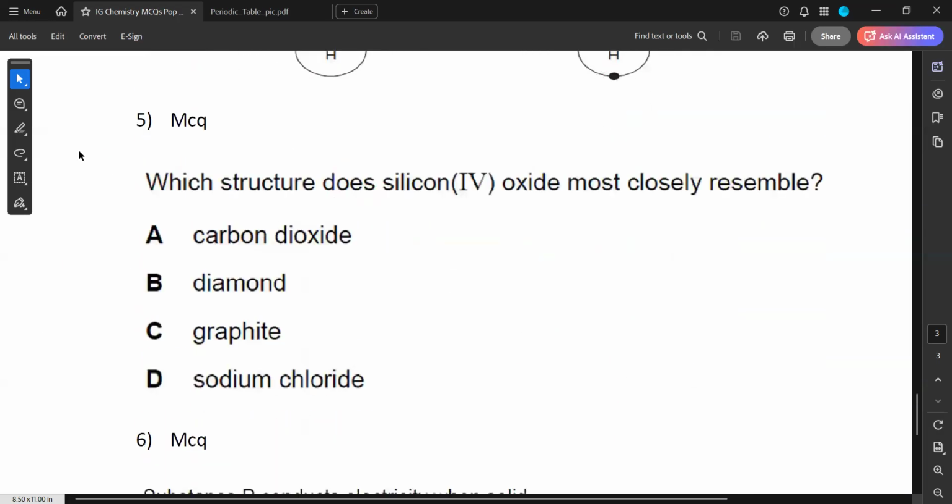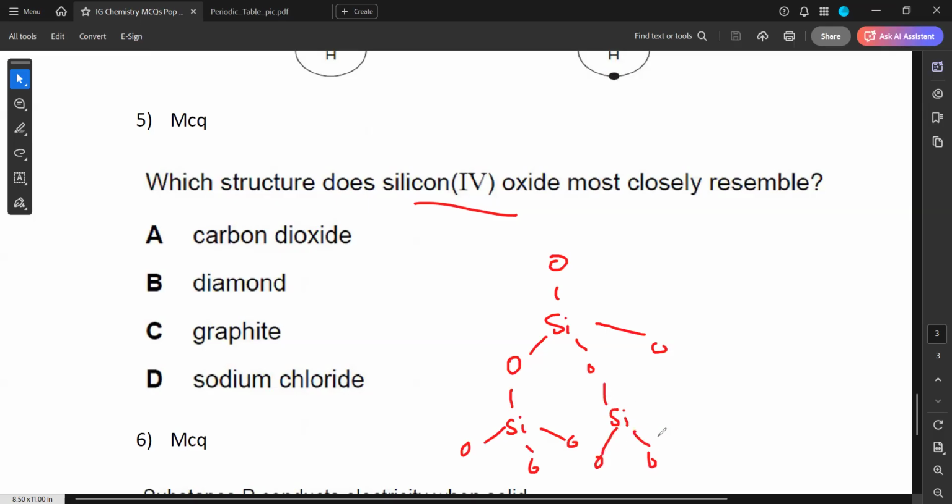Which structure does silicon 4 oxide most resemble? We know silicon 4 oxide resembles the diamond, because silicon 4 oxide has a tetrahedral structure. Each silicon is bonded with 4 oxygen. Each oxygen is bonded with 2 silicons. And the structure repeats. This whole structure is the same as a diamond. So there's a resemblance in the structure of silicon dioxide, which we also call silicon 4 oxide.